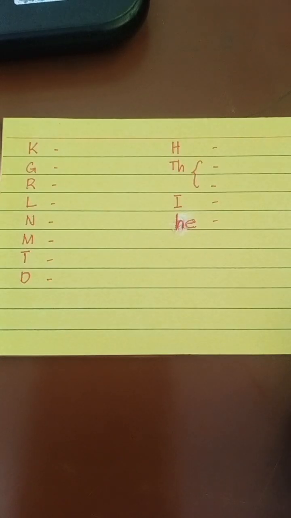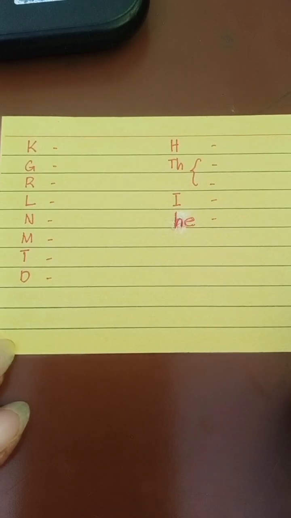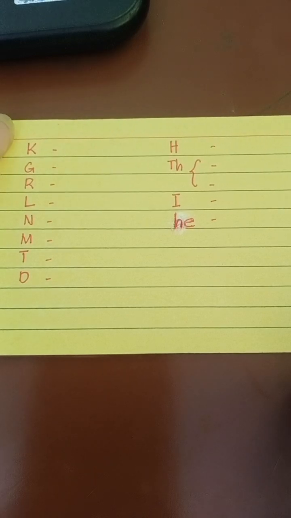Welcome to our stenographic tutorial. So here we have the different alphabet of Greek shorthand. So we have letter K, letter G, R, L, N, M, T, D, H, TH, I, and the word he. Okay, next step, I'm going to demonstrate the corresponding sign for each letter.